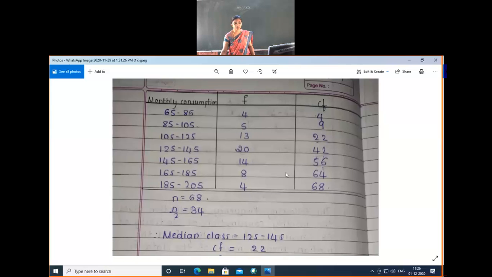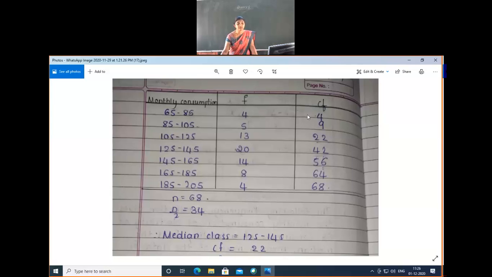Here you can observe the less than type. First one is 4 only. Then cumulative frequency 5 plus 4 is 9. Then 9 plus 13 is 22. 22 plus 20 is 42. 42 plus 14 is 56. 56 plus 8 is 64. 64 plus 4 is 68. When we add the frequency column, you will get 68 only. So the sum of the frequency is 68, and the last cumulative frequency is also 68.